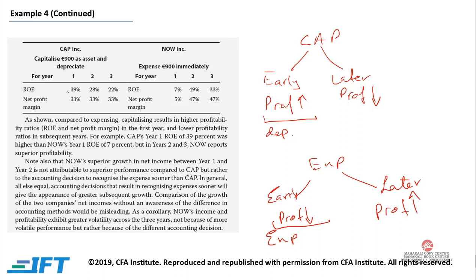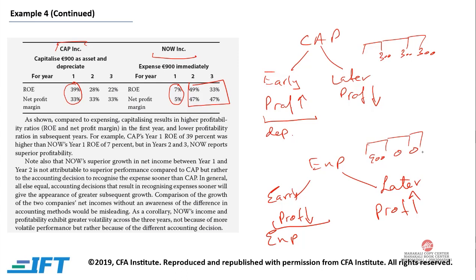And as we see over here, if we are capitalizing, our profitability in early years is quite high, and if we are expensing it, our profitability is quite low. But in later years the profitability increases when we were expensing, because there is no expense, we are not deducting anything, hence the profitability goes up. But if we are capitalizing, as in the previous example, there were $300 worth of depreciation being deducted. As far as expensing is concerned, initially there was a $900 expense, and then there was no expense.